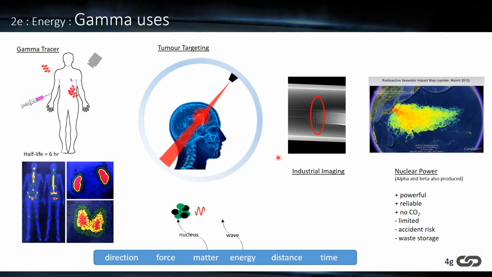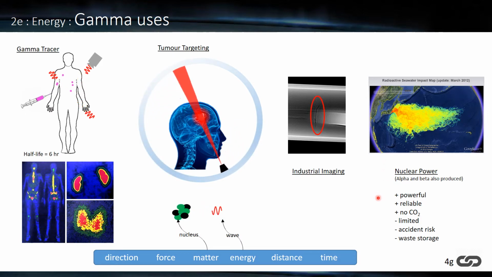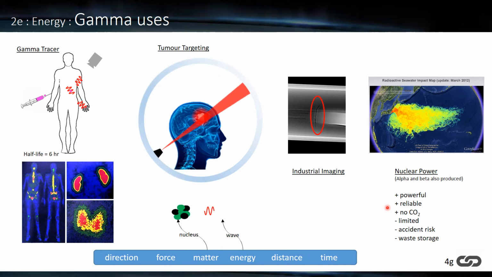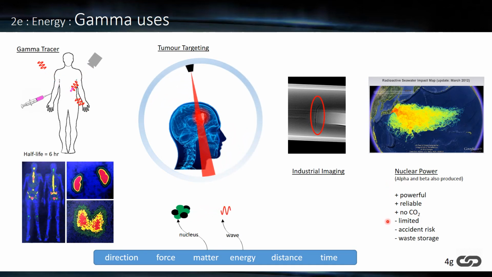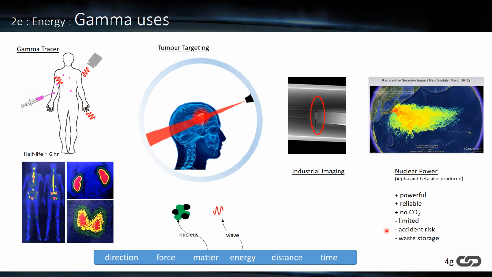Now, nuclear in general, not necessarily gamma, is also used for nuclear power, which has its advantages. It's very powerful. There's quite a lot of it around, longer than fossil fuels. It's very reliable. It's not weather dependent. It doesn't produce CO2, so those are the advantages. There are disadvantages. It's limited in the sense that we only have a few hundred years. There is an accident risk, and we also have the problem of storing the waste.